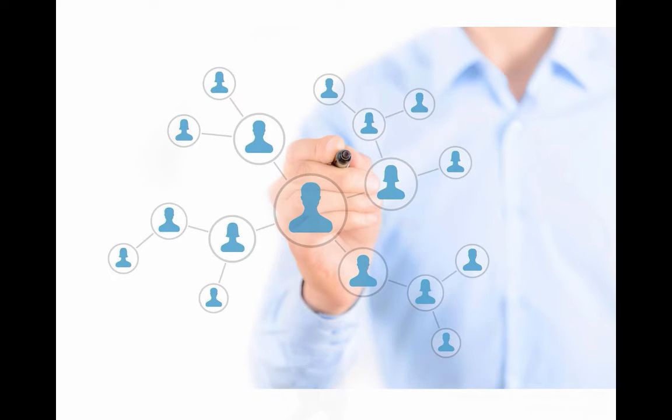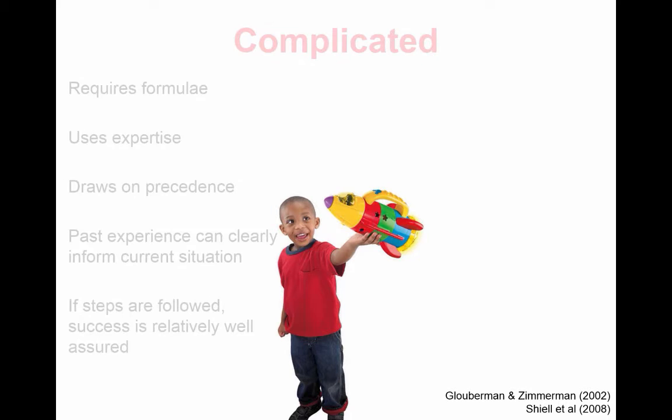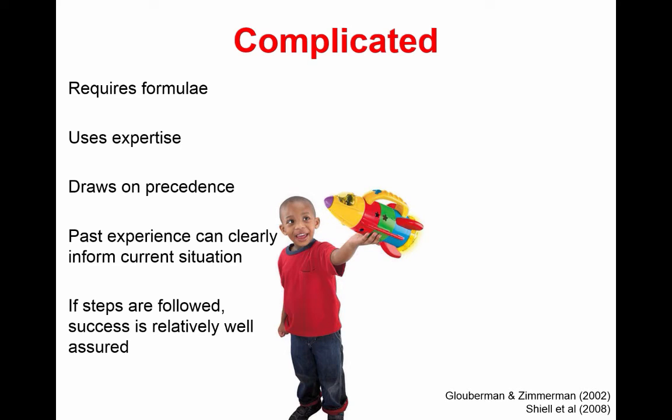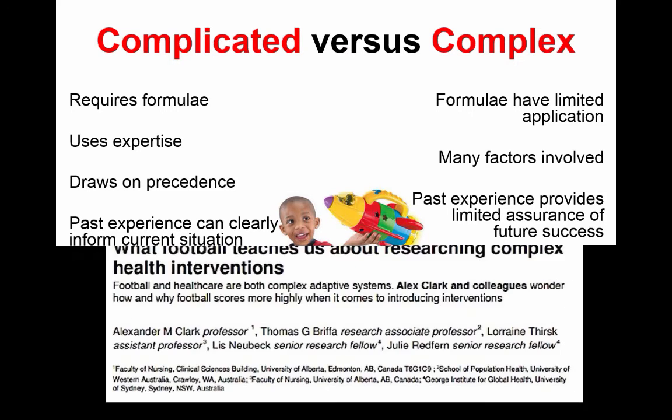Formulae have limited application. And so from now on, when we think about what is complicated and what is complex, we think of this image. And we remember that what is complicated is very different from what is complex. And I would say, yes, rocket science is complicated, but the world, the social world we are often researching, is complex and needs complex approaches to it to explore and understand it and explain why things happen in it.